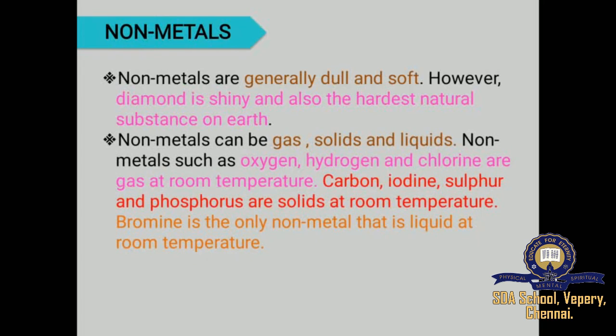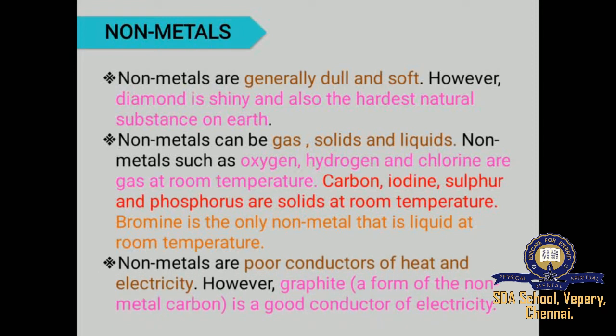Non-metals can be gas, solids, and liquids. Non-metals such as oxygen, hydrogen, and chlorine are gas at room temperature. Carbon, iodine, sulfur, and phosphorus are solids at room temperature. Bromine is the only non-metal that is liquid at room temperature. So, non-metals can be gas, solid, and liquid at room temperature.